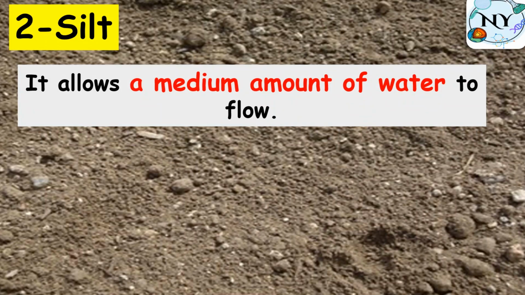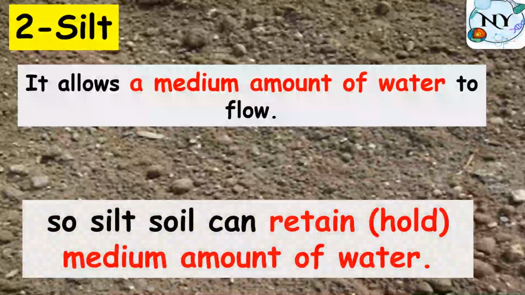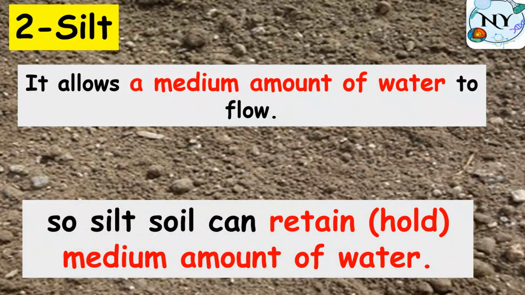إيه كمان؟ قال لي it allows medium amount of water to flow أو to get outside إن هي تتخلص من المية. طيب إيه كمان؟ it retains medium amount of water يعني هي بتعمل hold أو store ل medium amount of water. فالسلت هنا مريحة جدا لأن هي كل الكيورد بتاعتها medium. مفيش أي حاجة عكس التانية.